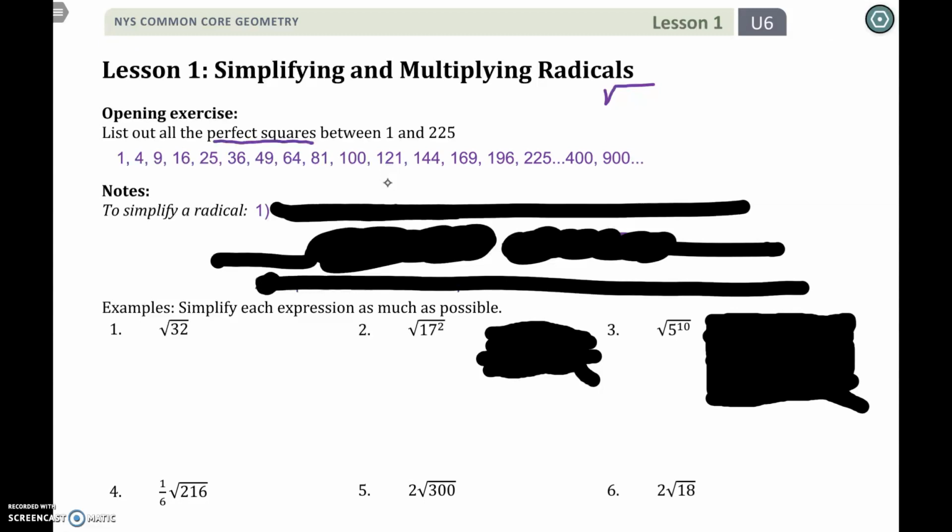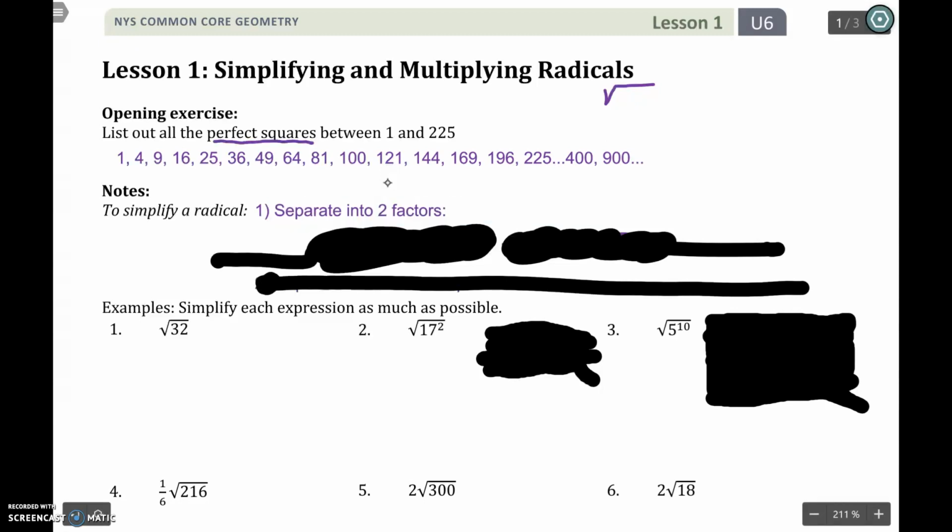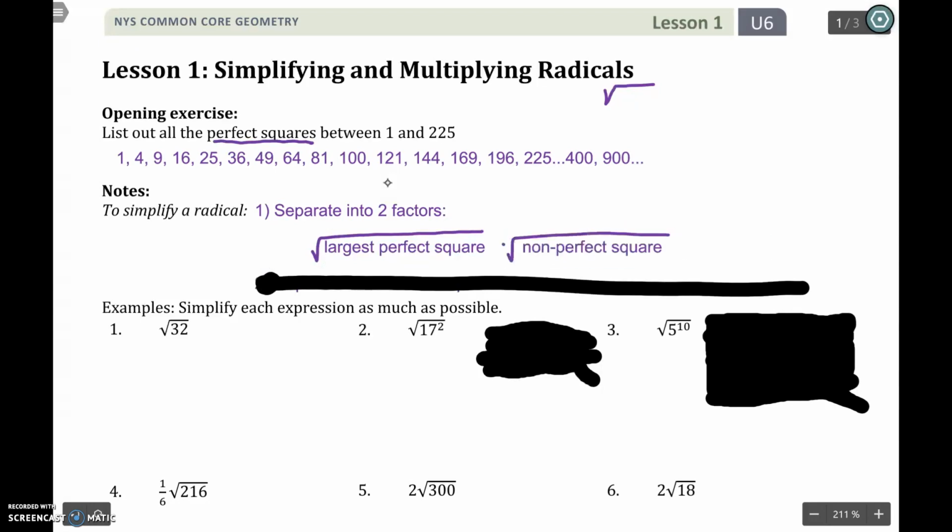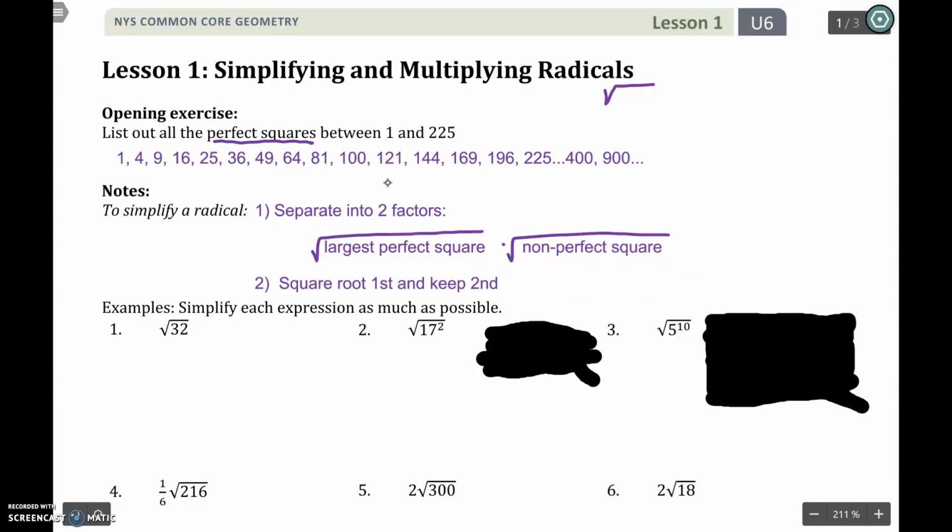So to square root a radical, the first thing we're going to do to simplify is to separate it into two factors, two square roots. The first one being the largest perfect square that goes into the number we're trying to simplify, and the second one being the non-perfect square that multiplies with it. And then once we have those, we're going to square root the first, which is the one that actually works because it's a perfect square, and keep the second, which is the non-perfect square.